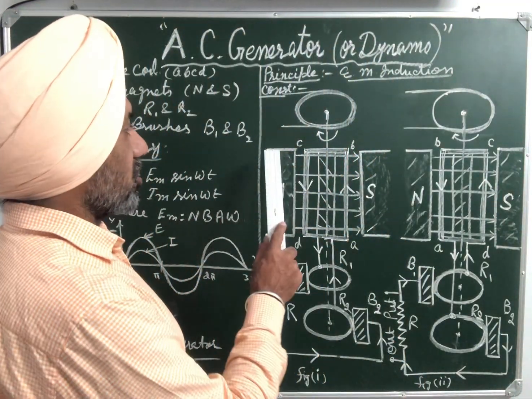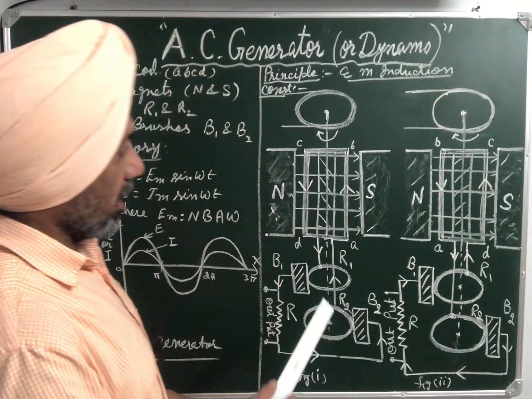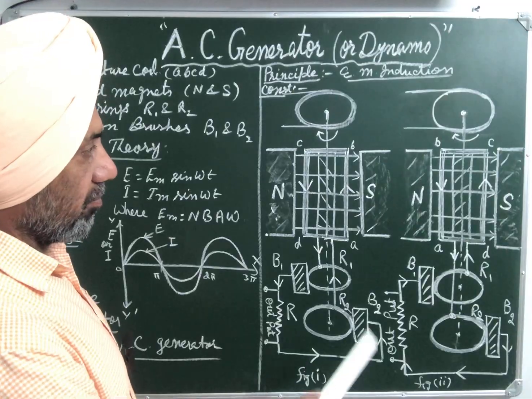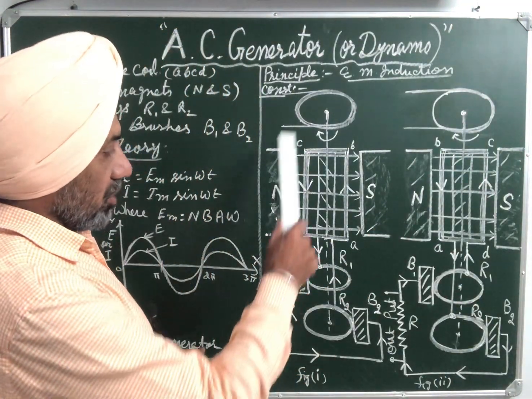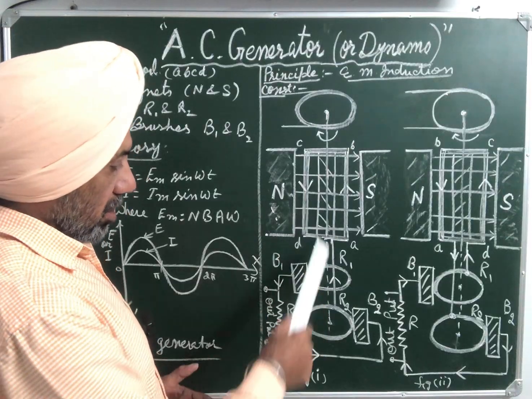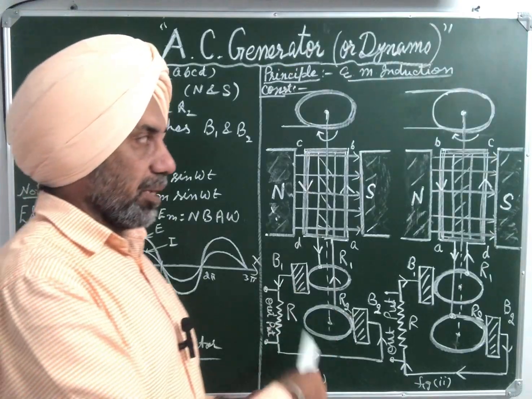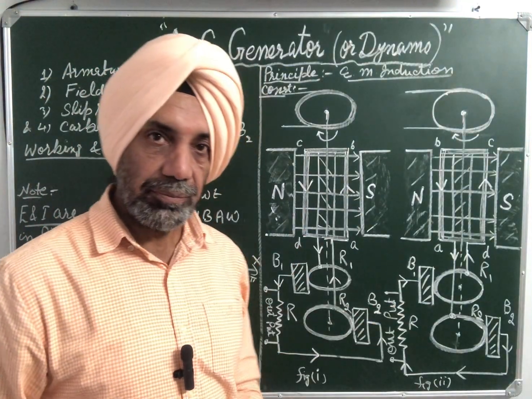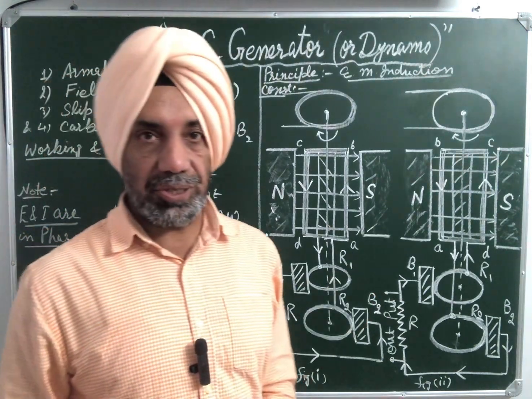Now, construction of this AC generator. Let us understand this diagram. I have made this diagram in a simple way. You have to just remember this diagram, and the whole working and theory can be explained on the basis of this diagram. AC generator consists of mainly four parts.